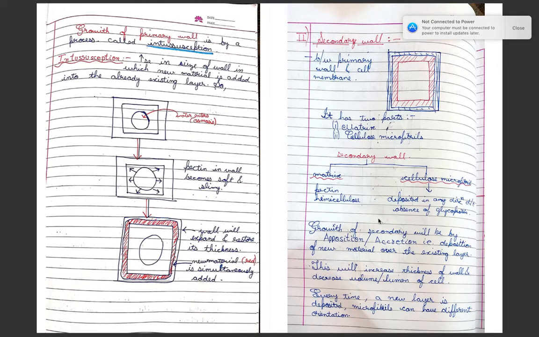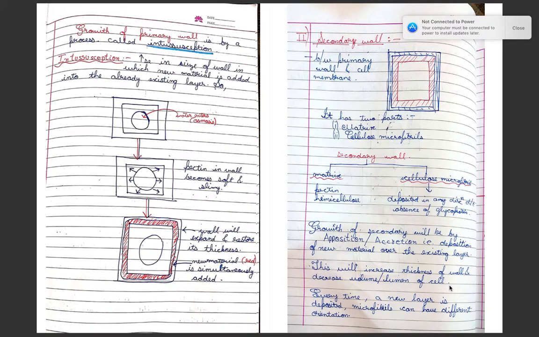Growth of secondary wall is due to deposition of new material over the existing layer. It is not formed by actual making within the wall. It is just formed by deposition over the existing layer, forming a new layer. It is also called deposition or accretion. This increases the thickness of the wall and decreases the volume or lumen of the cell.